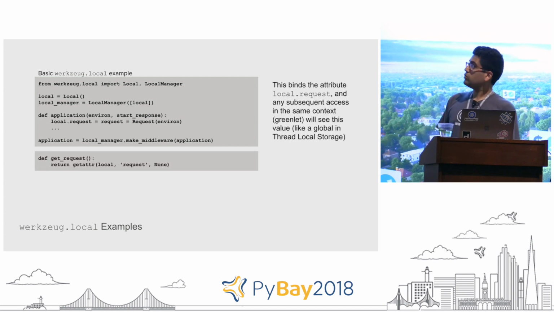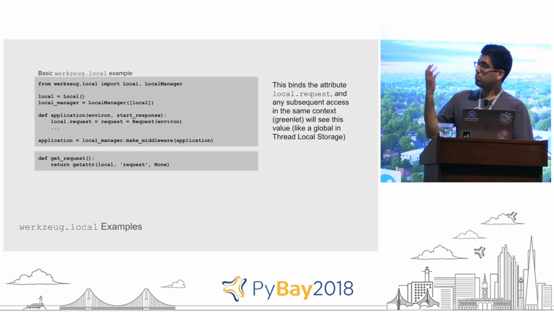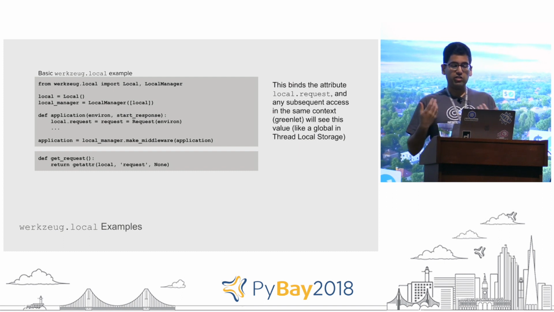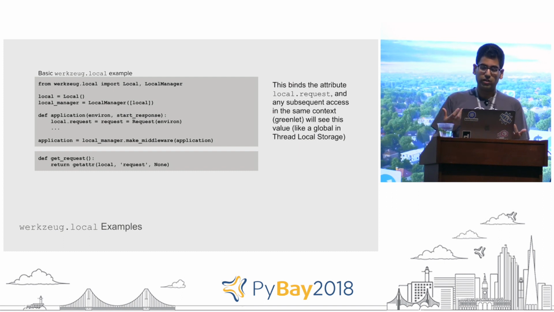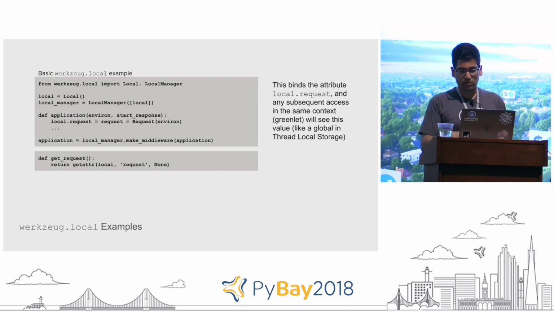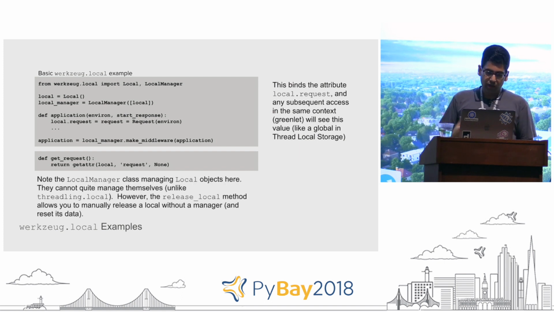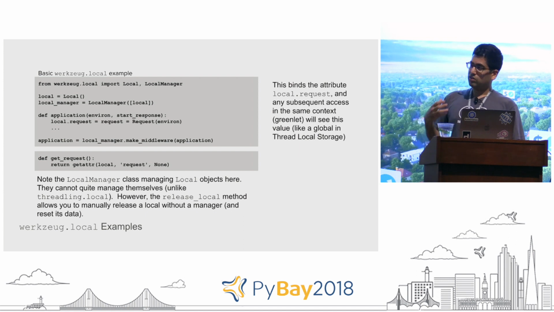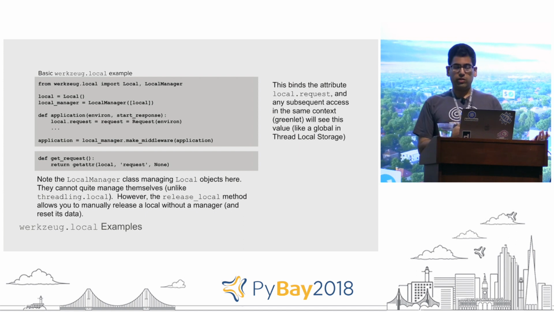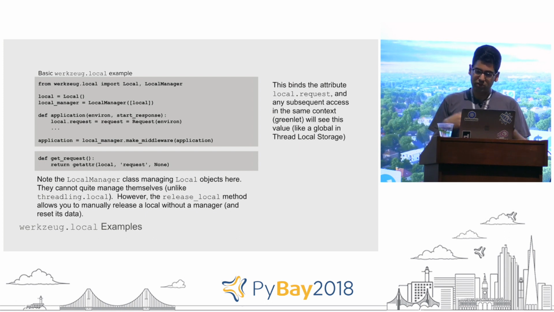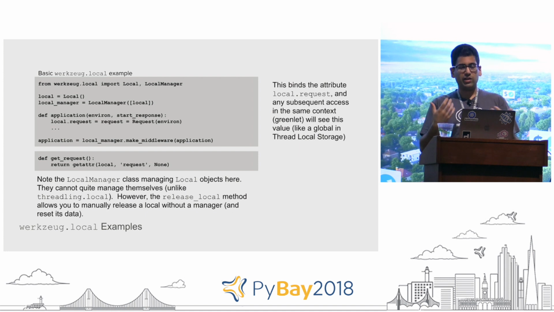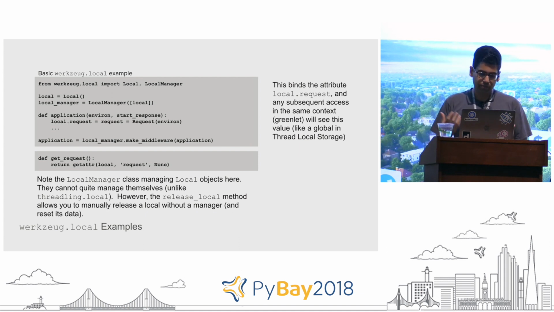You'll notice that just like threading.local, you can bind an attribute, and then any subsequent access to that attribute in the same context will resolve. Now, in this case, these things are a little bit more limited than threading.local. You have to manage them with the managing object. There is a way to get around this management. In general, you should manage them, but there's a function called release_local where you can use it like a threading.local.